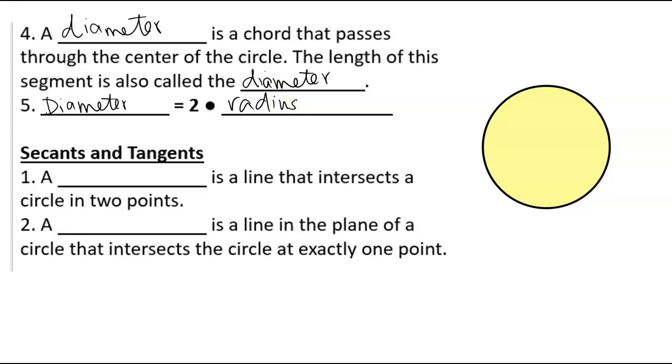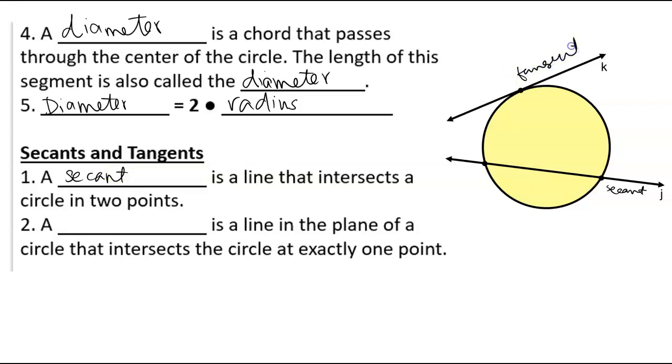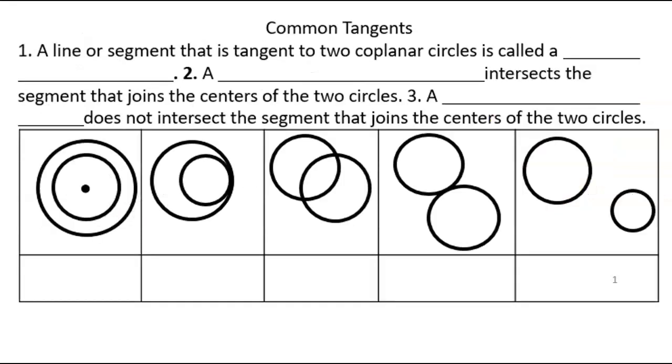In this second circle we have here, line J is called a secant because it touches the circle in 2 points or 2 places. And line K is called a tangent because it touches the circle in 1 place. It's a line that touches the circle in 1 place.